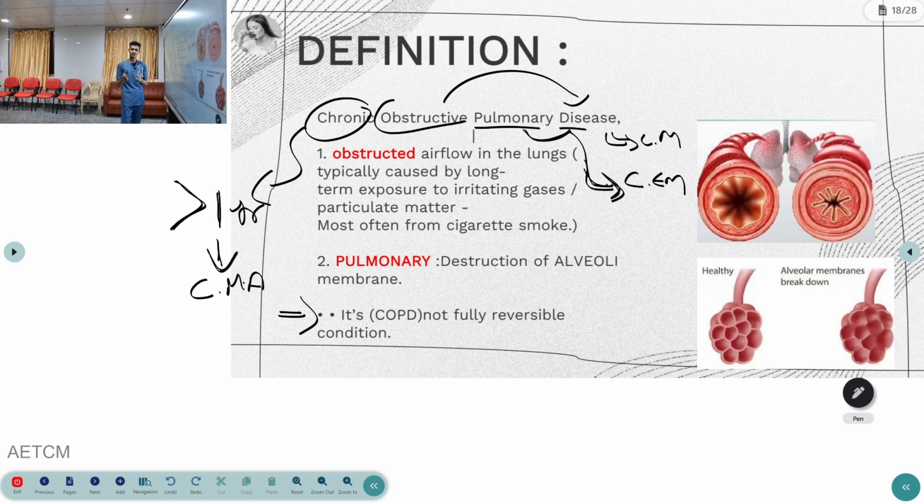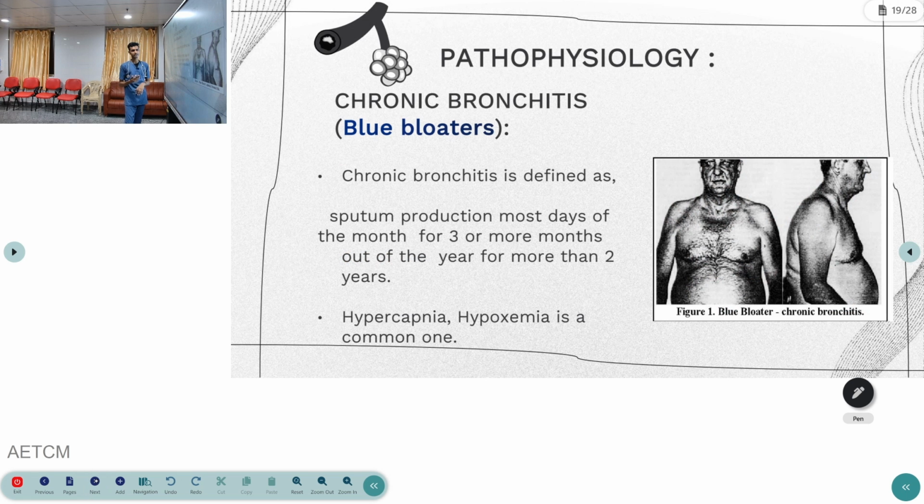The other important thing: COPD is not a fully reversible condition. You can treat it with a lot of things, but it won't reverse. It is an irreversible condition, but asthma is a reversible condition. That is one important thing. Pathophysiology-wise, the first one is chronic bronchitis, the obstructive disease.